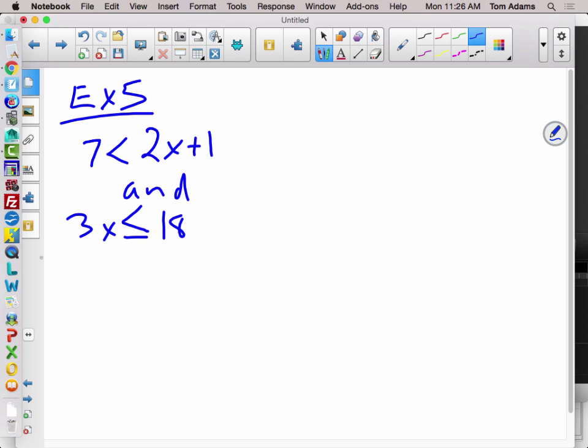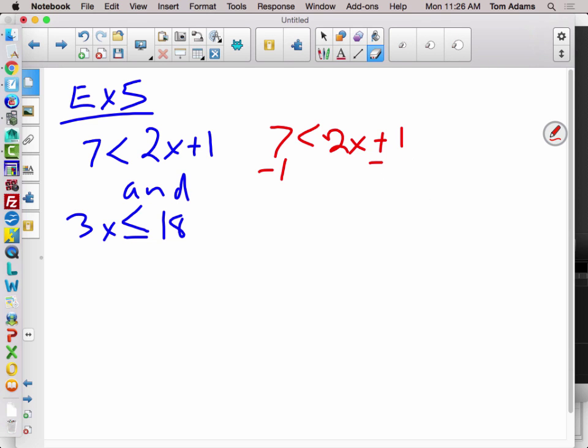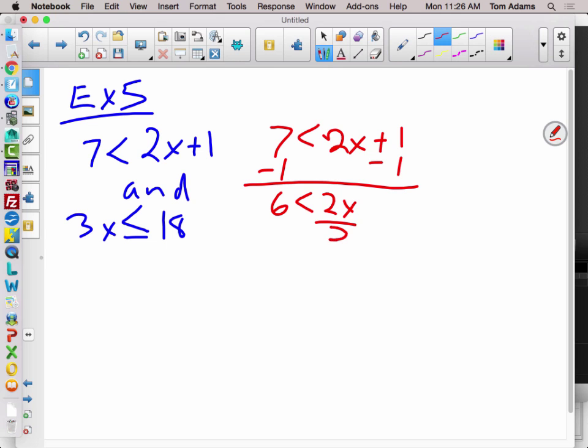Here's an example of that. So now what I could do is I could solve each one independently. So I could say 7 less than 2x plus 1, minus 1 from both sides. And I get 6 is less than 2x, divide by 2, divide by 2. 3 is less than x, or x is greater than 3. Does that make sense? Yeah. All right, cool. So now let's do the other one.